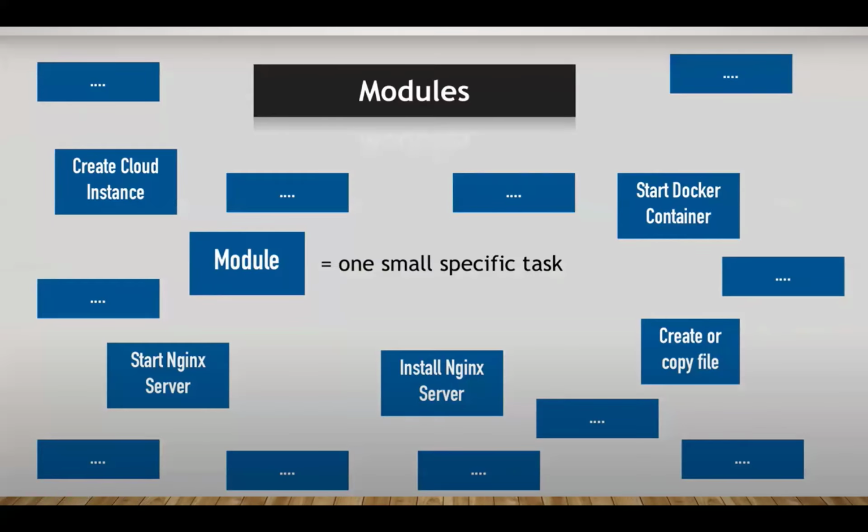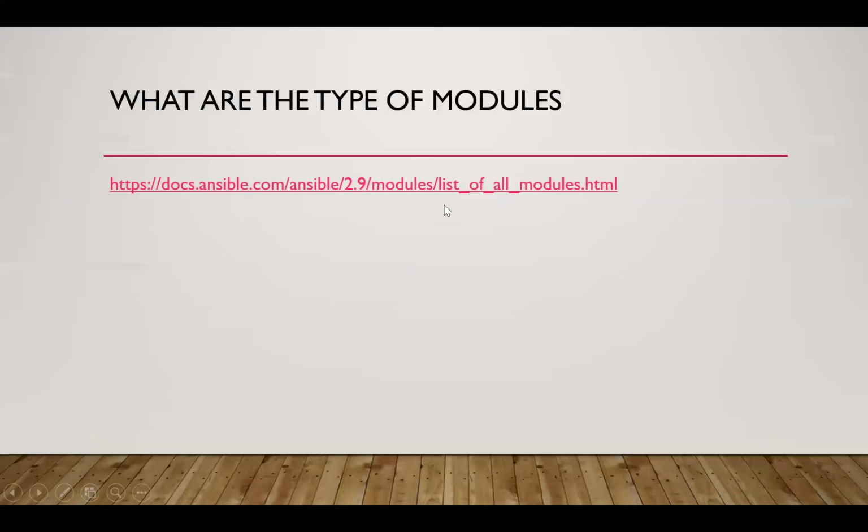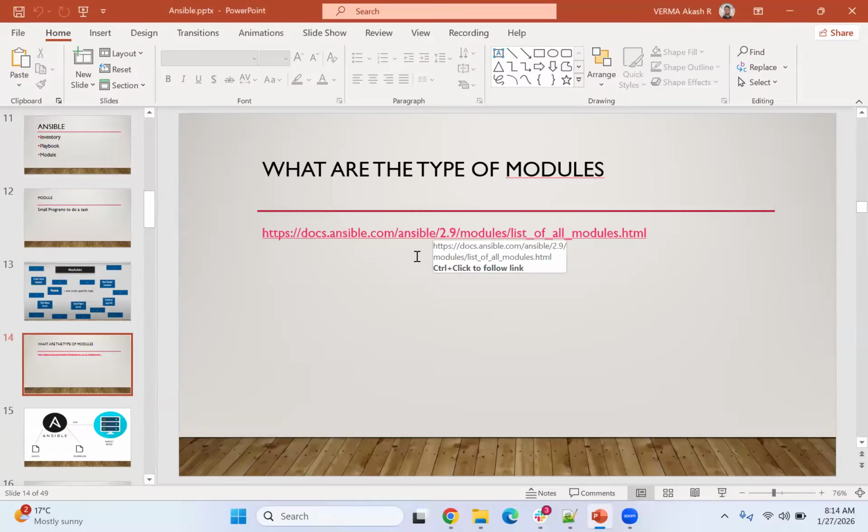So see, these are many modules. What does it mean? Each module is a task. Suppose I want to start a container, I'll just write a module for starting a container. Copy or create a file, install Nginx server, start server, install the cloud, or create any service in the cloud. All these tasks I can do on Ansible using this module. So this is one help file. If I go and show you, this is the list of all modules, meaning the list of tasks that you can perform.